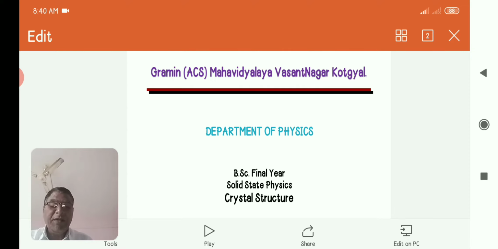In the last period, we studied crystalline solids and non-crystalline solids, lattice, crystal, translation vector, and the unit cell. In this period, we will learn about the basis and symmetry operation. First of all, we can define the lattice point or space point.